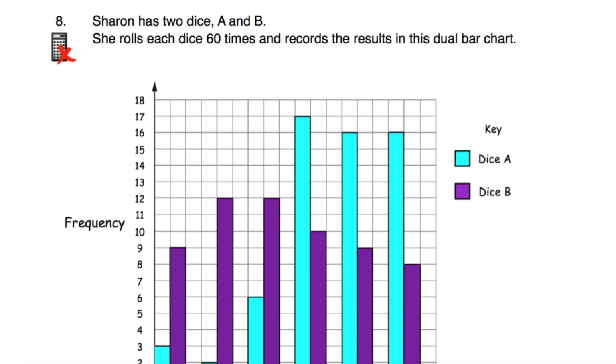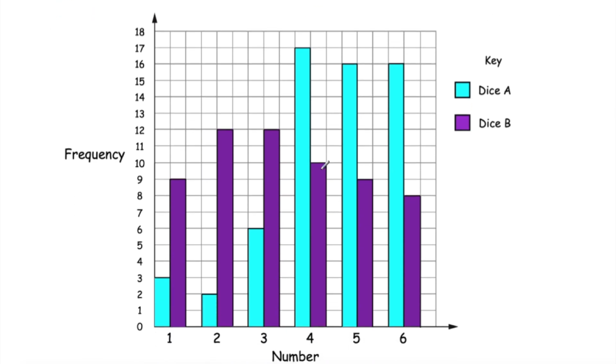Okay, let's look at our next question, question number 8. So question number 8 says Sharon's got 2 dice, dice A and dice B, and she rolls each dice 60 times and records the results in a dual bar chart. So here we've got our dual bar chart. We've got the number on the dice, so we've got number 1, number 2, number 3, number 4, number 5, number 6. And we've got the frequency, and we've got dice A being in light blue, and we've got dice B being in purple. So for instance, dice A landed on number 1 3 times, it landed on number 2 2 times, it landed on number 5 16 times, and number 4 17 times, and so on. So that's how many times dice A landed on each of those numbers. And in terms of dice B, it landed on a 1 9 times, a 2 12 times, and so on.